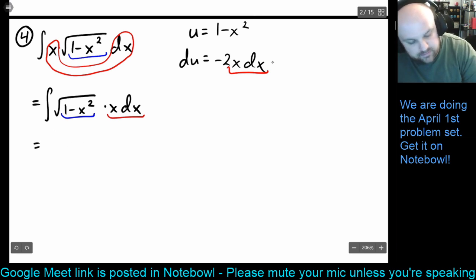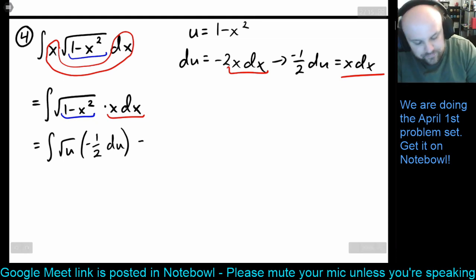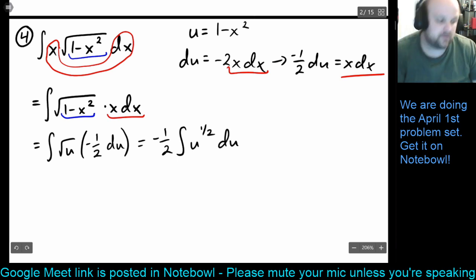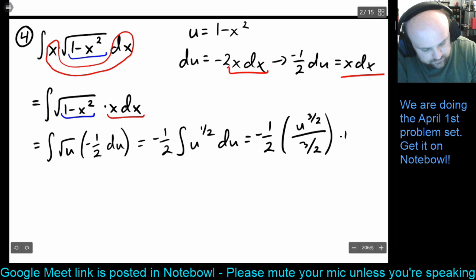Right, so just as before, we need to get that negative 2 out of there. And so this turns into square root of u times minus 1/2 du. That's minus 1/2 integral. I'm going to change square root of u to u to the 1/2. Easy. Okay, so that's negative 1/2 u to the 3/2 over 3/2 plus c.